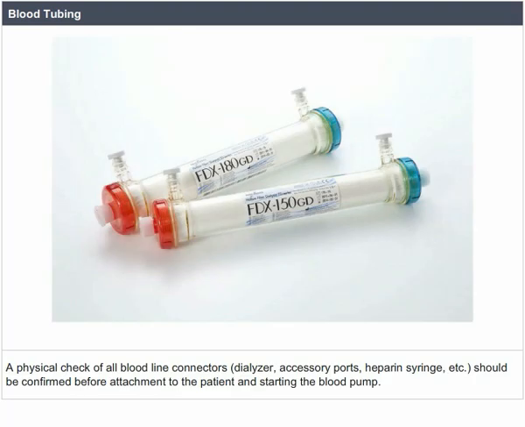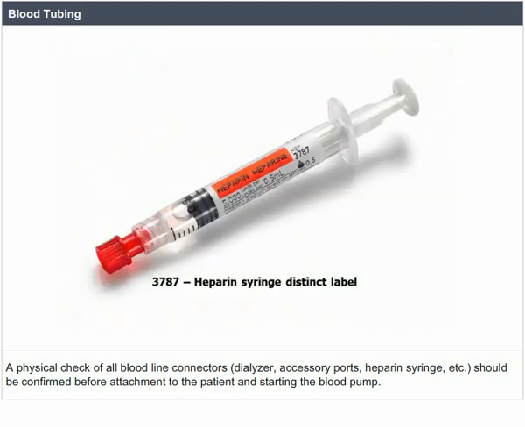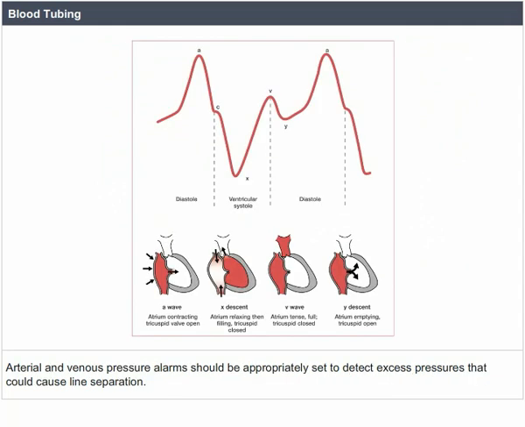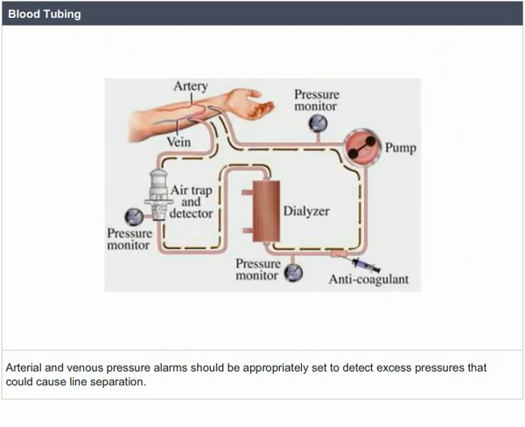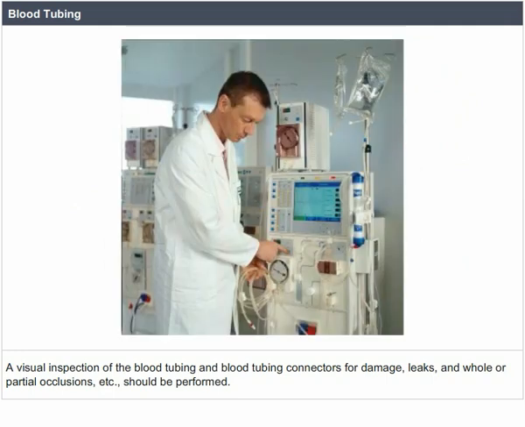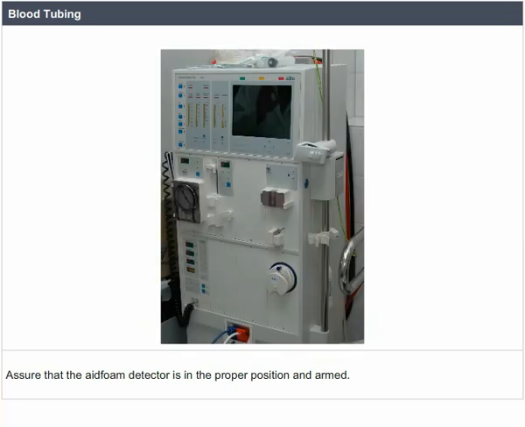Blood tubing. A physical check of all bloodline connectors, dialyzer, accessory ports, heparin syringe, etc. should be confirmed before attachment to the patient and starting the blood pump. Arterial and venous pressure alarms should be appropriately set to detect excess pressures that could cause line separation. A visual inspection of the blood tubing and blood tubing connectors for damage, leaks, and whole or partial occlusions, etc. should be performed. Assure that the air-foam detector is in the proper position and armed.